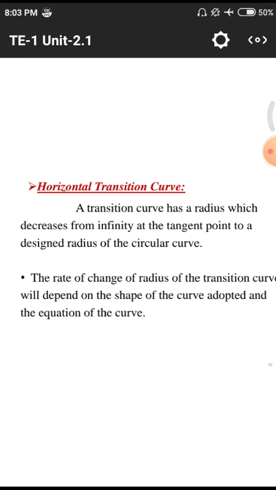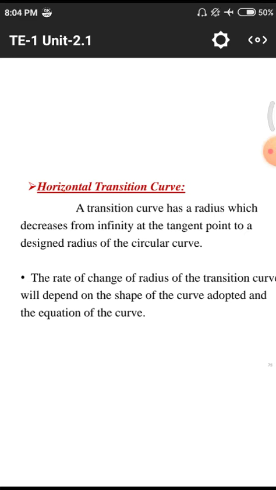The total trigonometrical principles are involved in designing this curve in the roadway, so this curve is called a transition curve. First of all, we will discuss the transition curve. A transition curve has a radius which decreases from infinity at a tangent point to the design radius of the circular curve. That means some trigonometrical principles are involved in designing these roads, as we told previously, with tangent points.